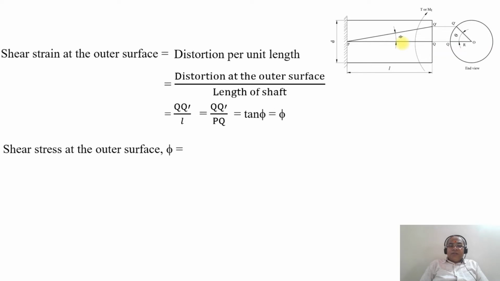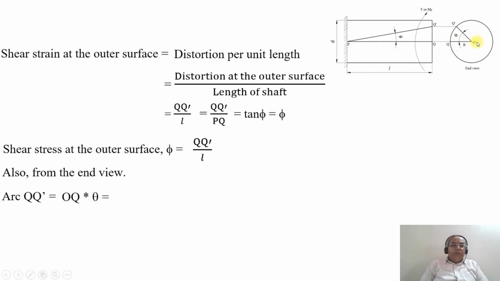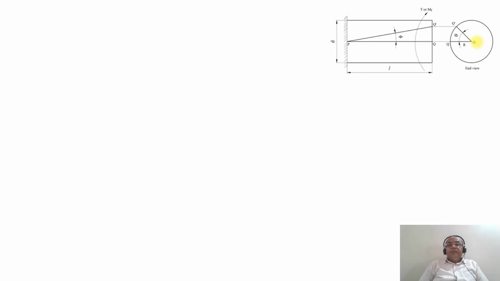What is the shear stress of the outer surface? The shear strain of the outer surface, small q, will be equal to QQ dash by L, also from the end view. What is arc of QQ dash? Arc of QQ dash will be equal to capital R into theta, that is OQ into theta, that is equal to R into theta. Substituting, QQ dash will be equal to L into phi is equal to R into theta. Therefore, phi will be equal to capital R into theta by L. We call this equation 1.